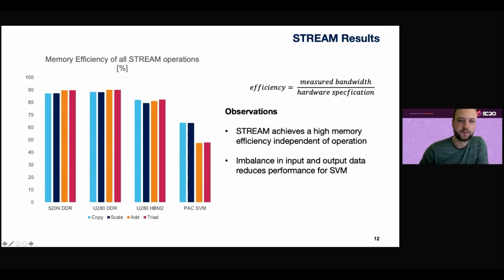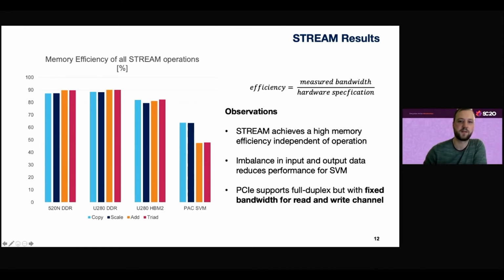What we can also see is that for the PAC board, the efficiency here is a little bit lower because we also have to consider that the shared virtual memory will be accessed over the PCI Express connection, which also comes with the protocol overhead. We can see that there's a difference between add and triad and copy and scale. This is because of the imbalance of the input and output data. This reduces performance in SVM because PCI Express supports full duplex, so we can simultaneously read data from the global memory and write it back. But the bandwidth for the read and the write channel is fixed. So what happens with add and triad is that we cannot fully utilize the write channel.